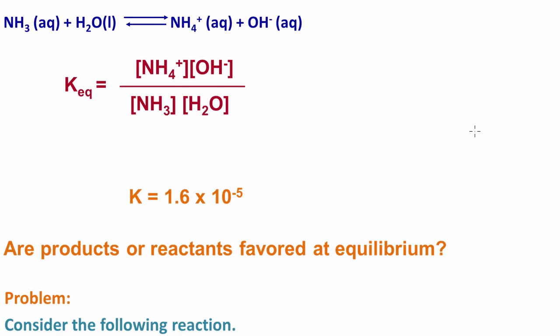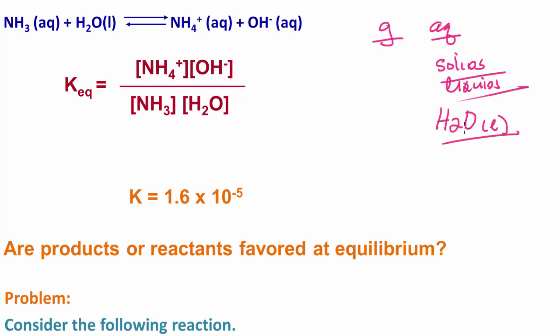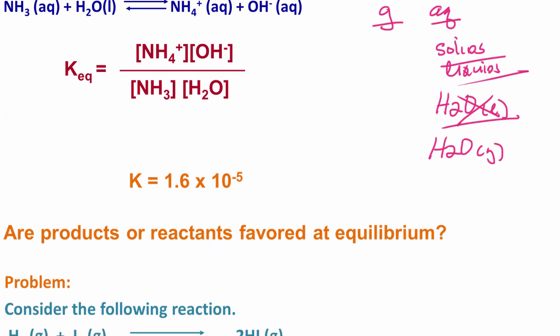Before we go any further, I will tell you right now that in the equilibrium constant expression, we can only have gases and aqueous substances. We do not see solids or pure liquids in the equilibrium constant expression, and that's because their concentration is constant. Okay, so for example, you would never see liquid water in an equilibrium constant expression, but you would see water in the gaseous form.